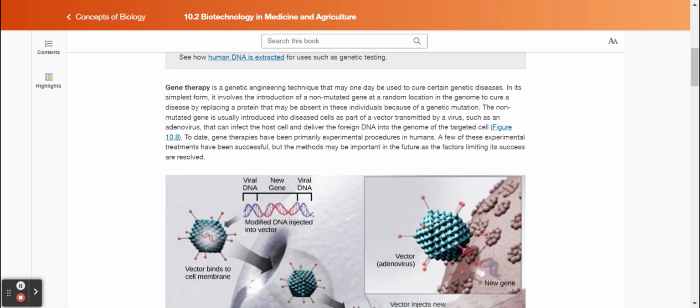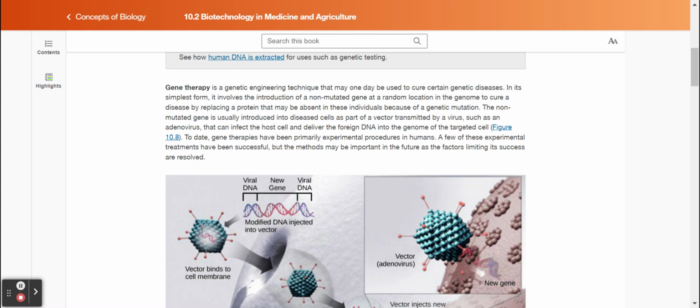Gene therapy is a genetic engineering technique that may one day be used to cure certain genetic diseases. In its simplest form, it involves the introduction of a non-mutated gene at a random location in the genome to cure a disease by replacing a protein that may be absent in these individuals because of a genetic mutation. The non-mutated gene is usually introduced into diseased cells as part of a vector transmitted by a virus, such as an adenovirus, that can infect the host cell and deliver the foreign DNA into the genome of the targeted cell.